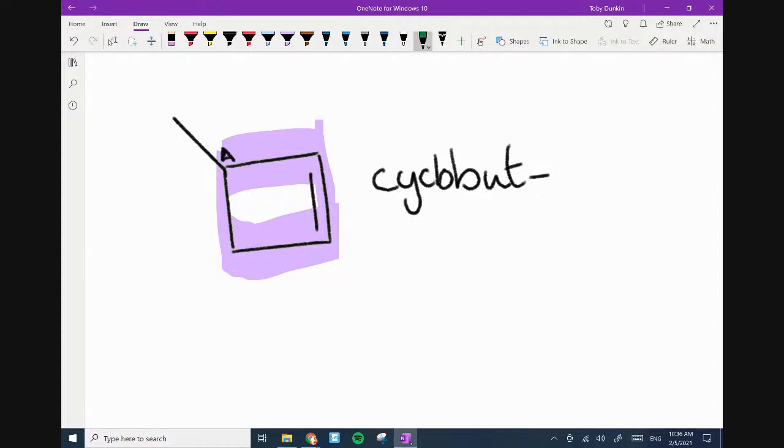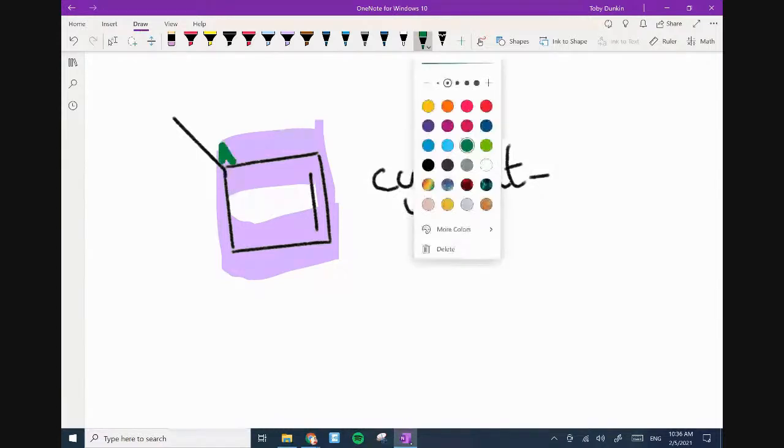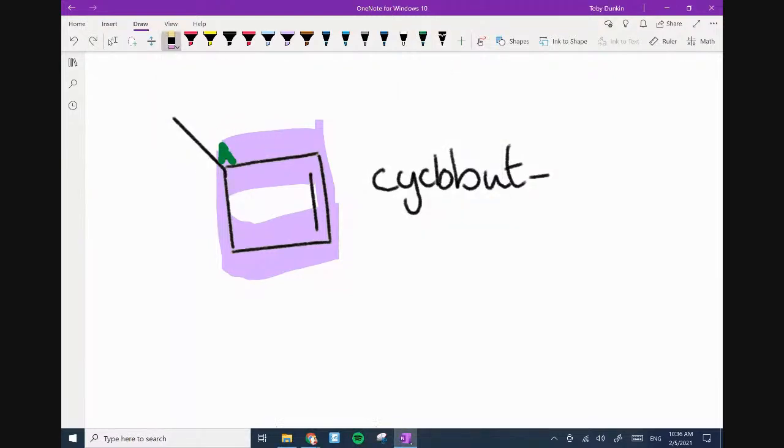What the devil? Oh, stupid. Oh, I knew it was going to do that. I need to change. No. Small eraser. Oh, there you go.